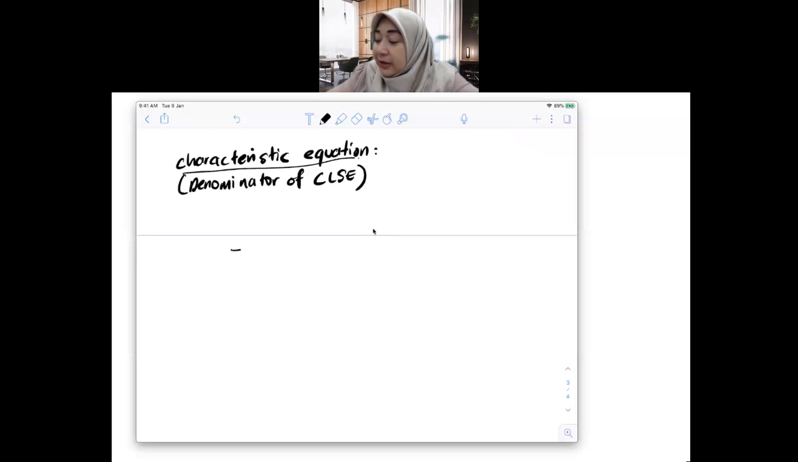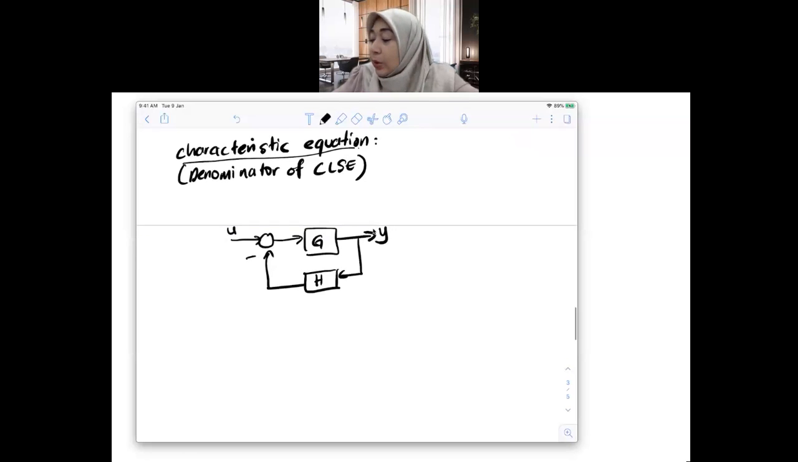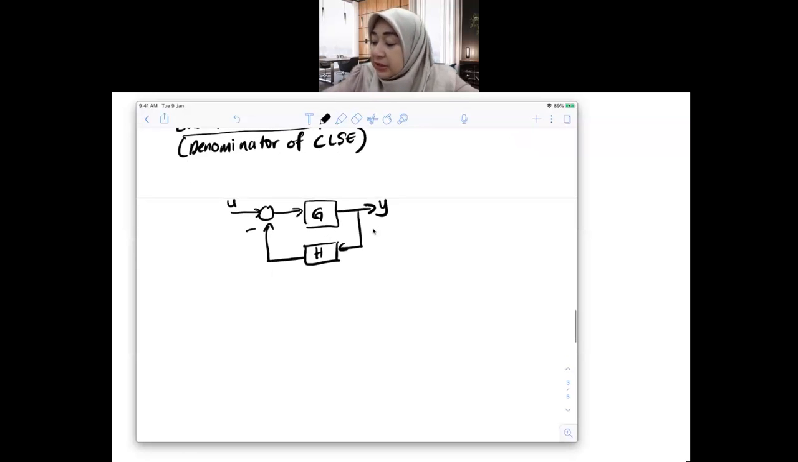So if I have a system looking like this, with a feed forward G, and then the feedback is H, with the negative feedback, input is U, output is Y. This is a closed loop system. When I do my closed loop transfer function, I will have Y over U equals G over 1 plus GH. This is why I call it the closed loop system equation.